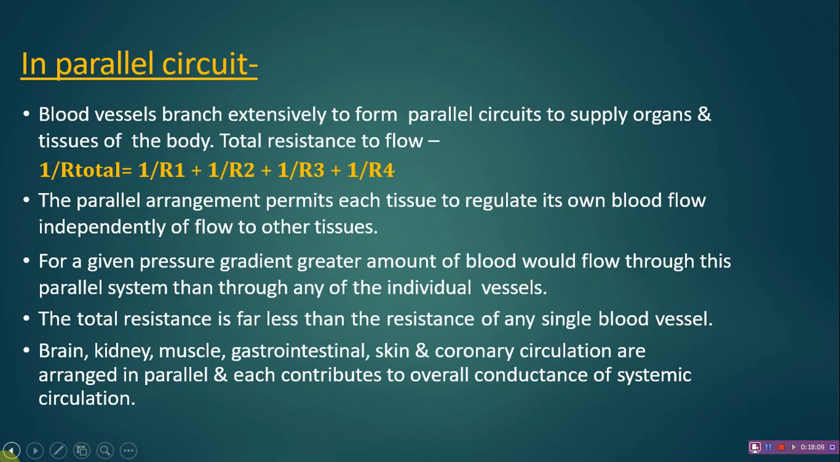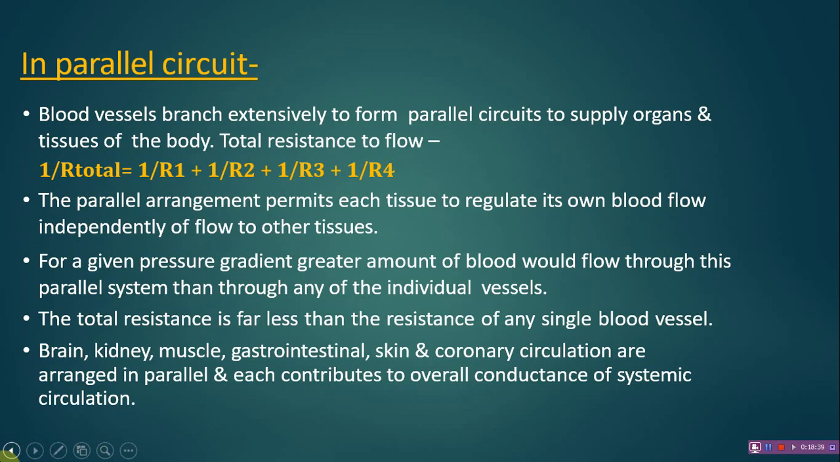But in the parallel circuit, the blood vessels branch extensively to form parallel circuits to supply organs and tissues of the body. Here the total resistance is calculated as follows. 1 by R total equals 1 by R1 plus 1 by R2 plus 1 by R3 and so on. So we can see that the parallel arrangement permits each tissue to regulate its own blood flow independently of the flow to the other tissues.